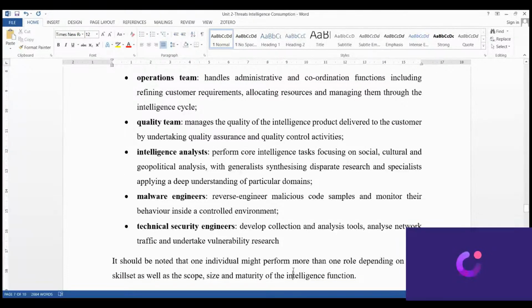So it should be noted that one individual might perform more than one role depending on their skills, as well as the scope, size, and maturity of the intelligence function. So a particular individual may be able to perform more than one function. You may be a malware engineer and at the same time work as a technical security engineer.